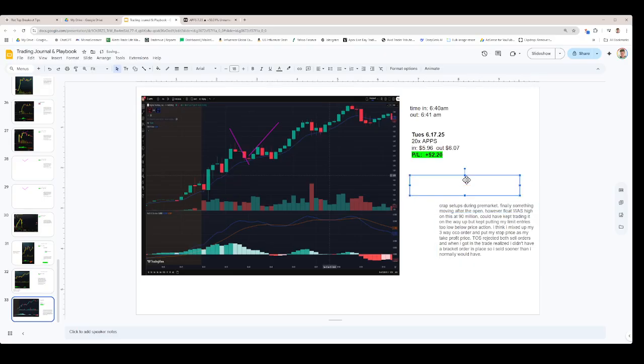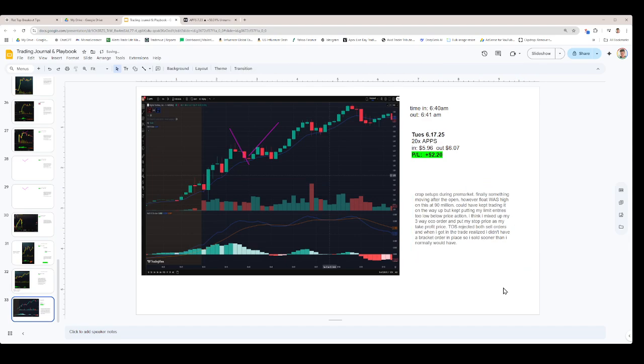So I said crap setups during the pre-market, finally something moving after the open. Although I did put this, float was high because usually I don't trade stuff that's 90 million float. Usually I'm within like the 20 or less, but there was just nothing going on today, like absolutely nothing. And this one had clean moves, so that's why I went for it. And I said, you know, the mix up about the OCO order, got rejected, yada, yada.